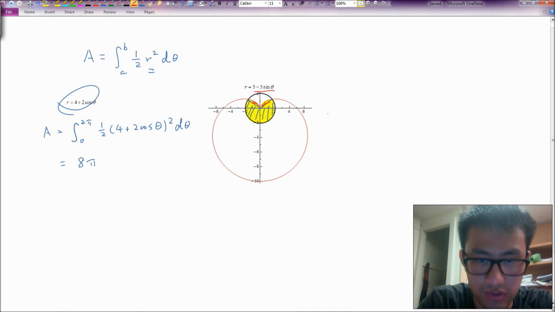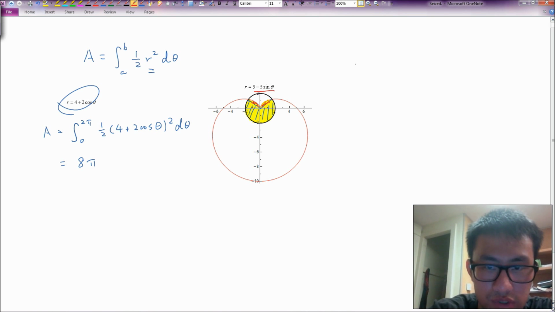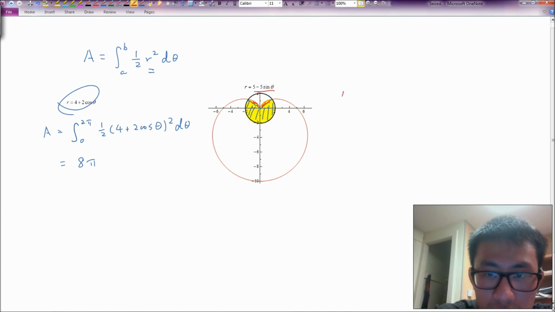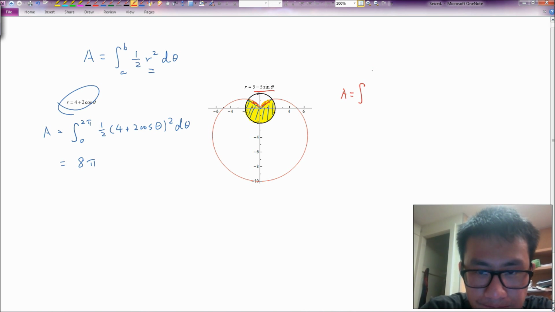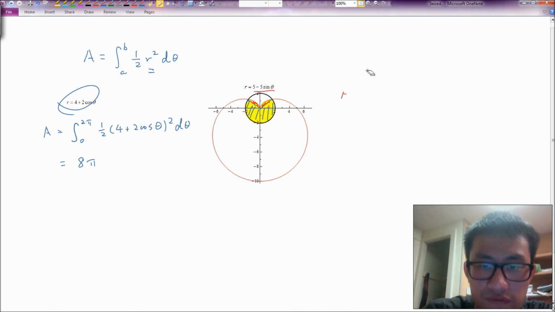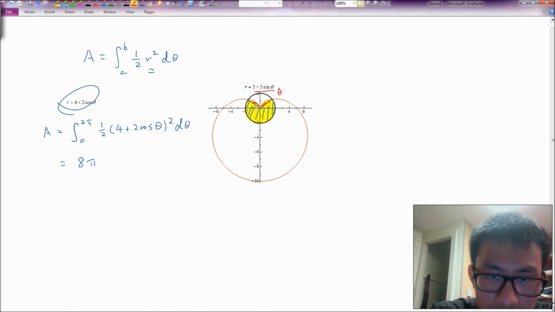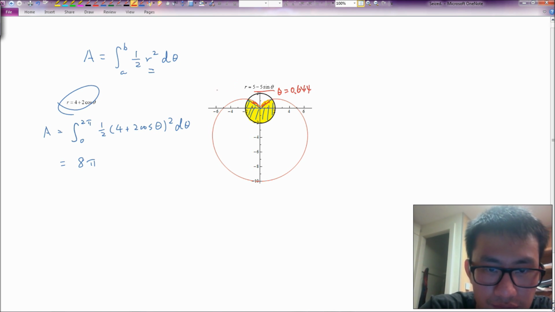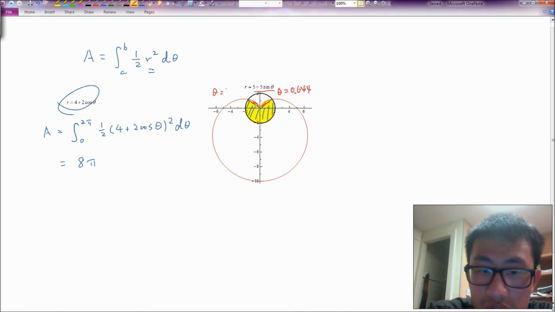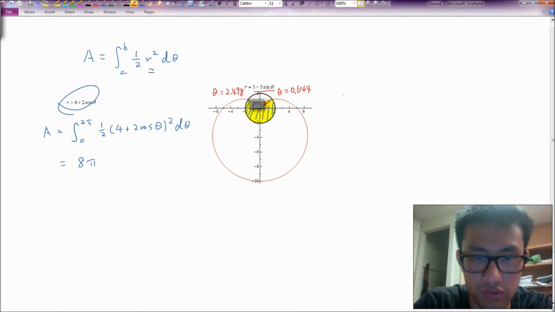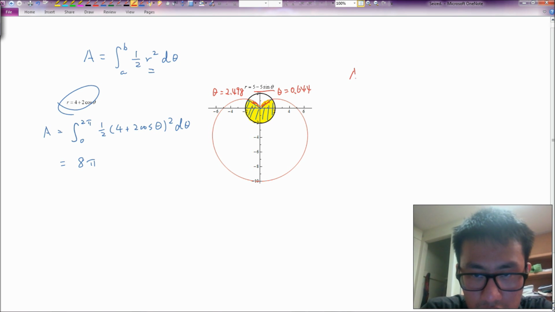Now let's try to find it out. We still use the equation A equals the integral. Let's find the intersections first. We can just plug it into a calculator and we'll find that this will be theta equals 0.644 and this will be theta equals 2.498. Now we know these, we can put them into the equation.